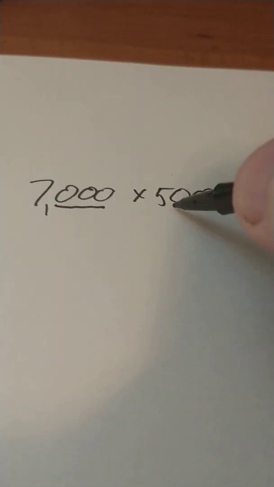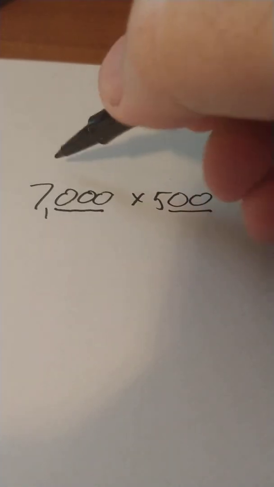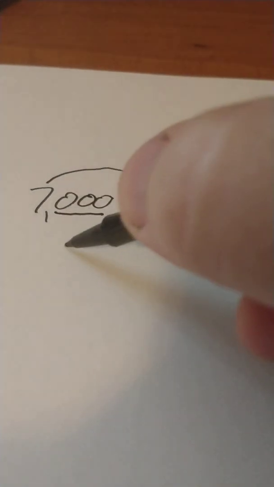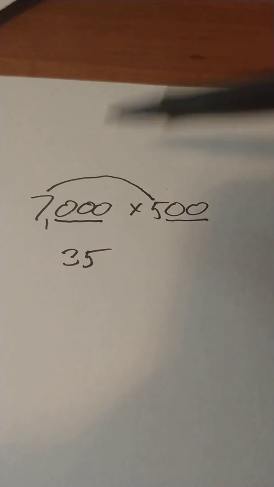Now, you look at that and go, oh man, that's really big. It's not a problem. You're gonna take these 3 zeros and these 2 zeros, and you're going to forget them for a little bit. And all you're going to do is multiply the numbers that are not zeros. 7 times 5 is 35. Then you're just going to put all these zeros back in.